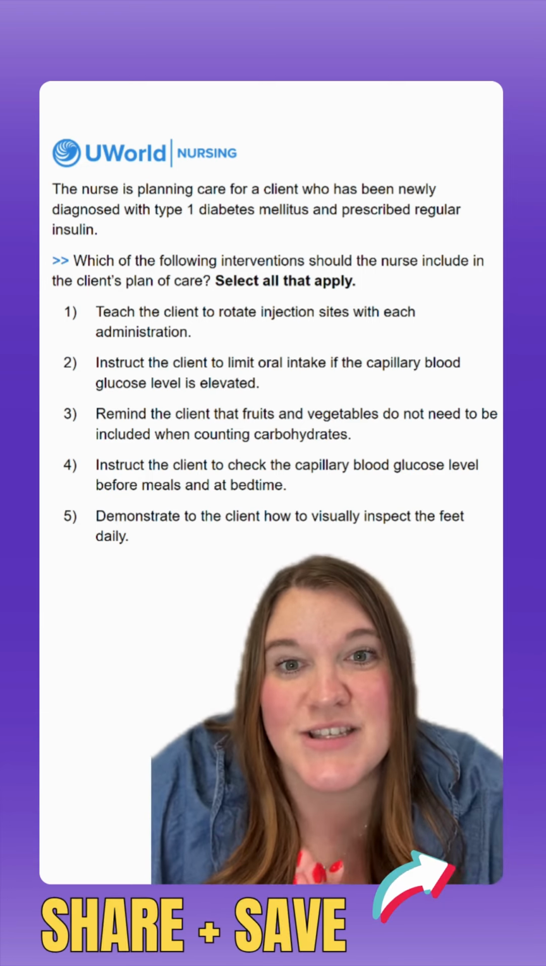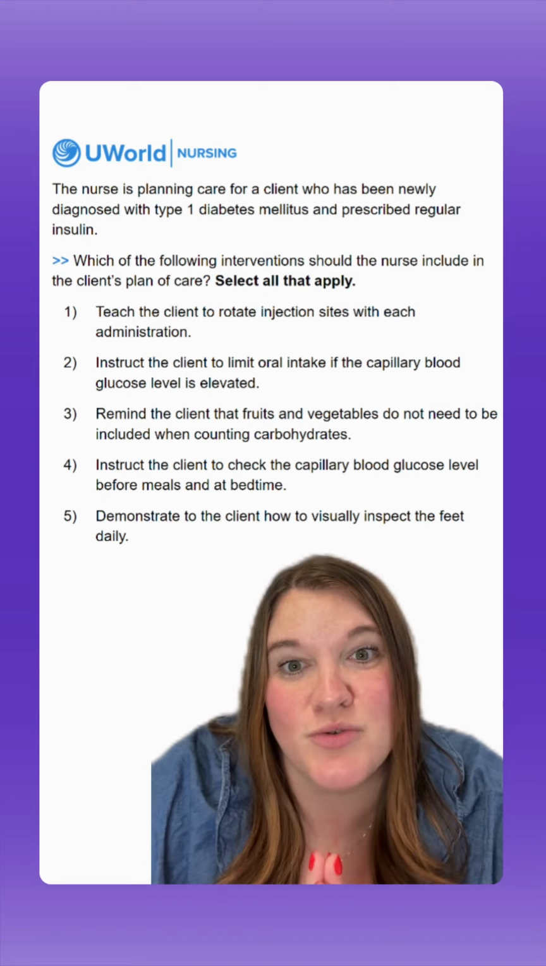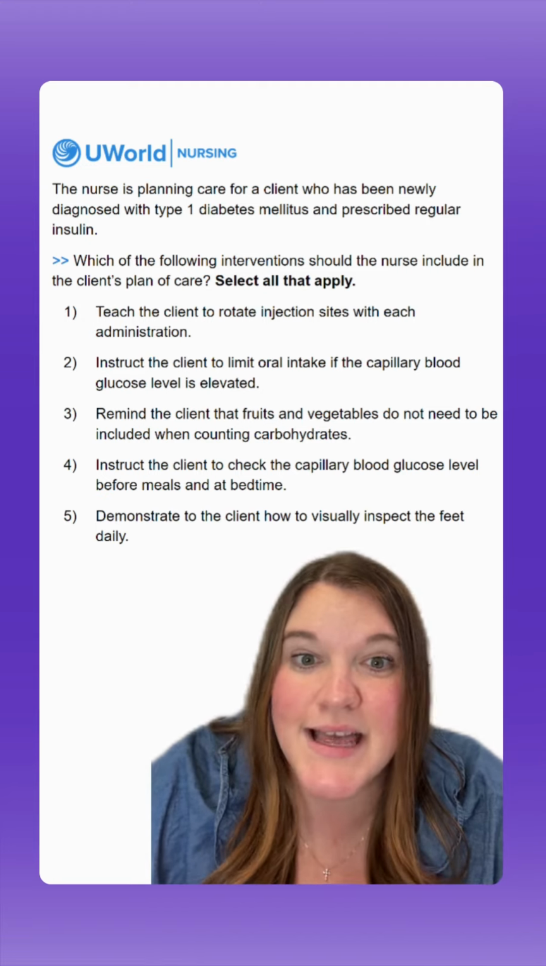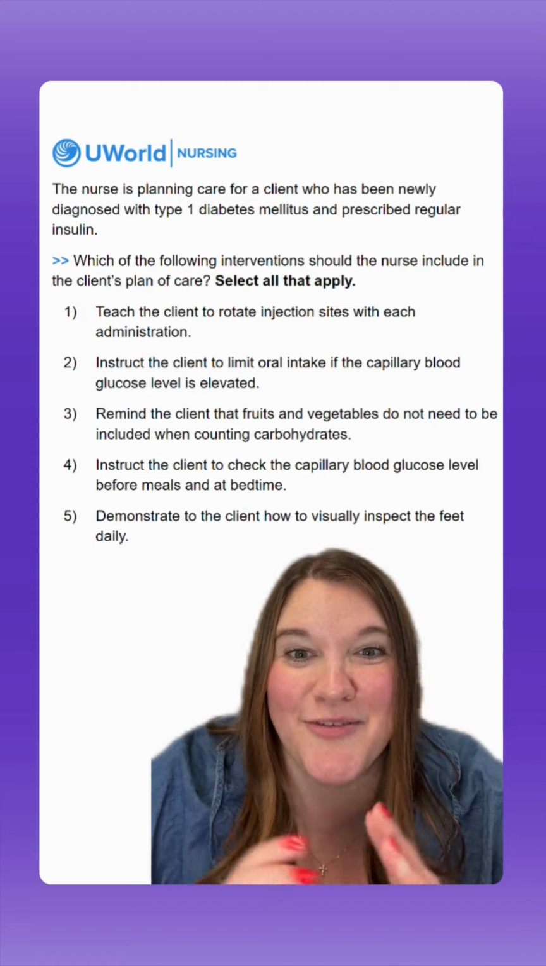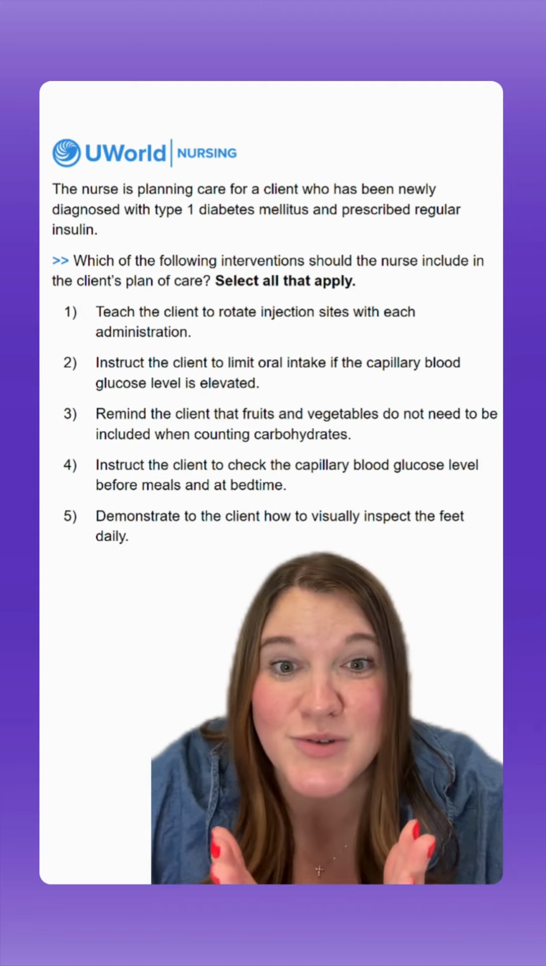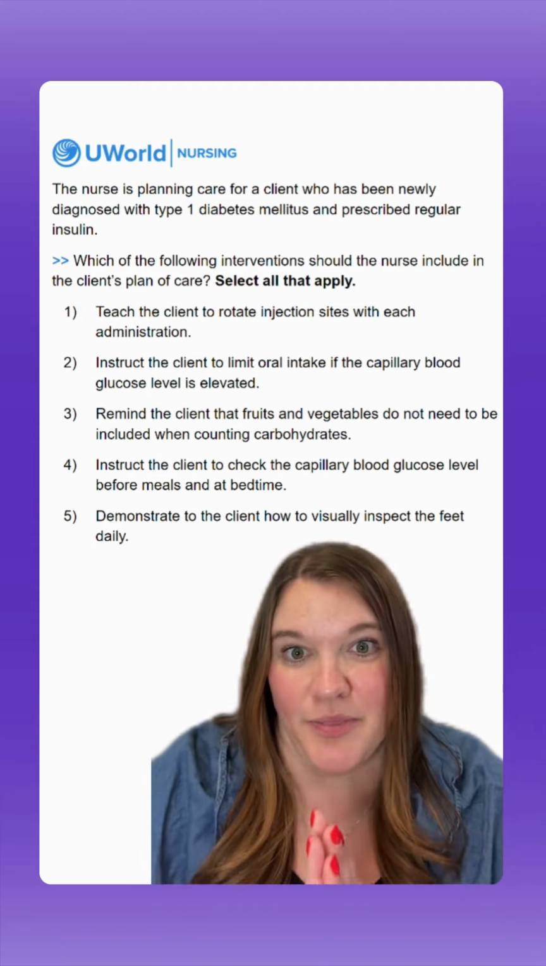Option 3 says to remind the client that fruits and vegetables do not need to be included when counting carbohydrates. This is an incorrect option. Fruits and veggies are often a really good source of carbohydrates. We definitely need to count them.